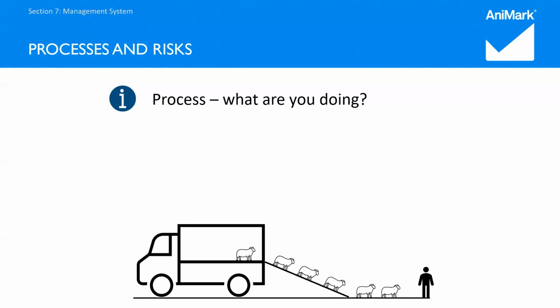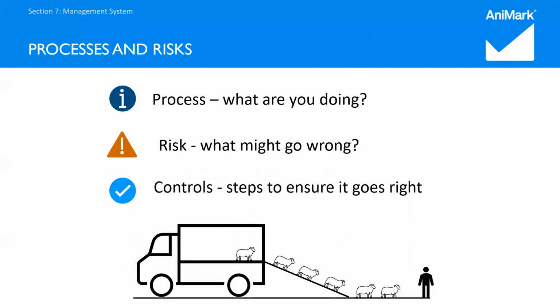So for each of these processes or activities that you perform, you should have instructions written down and available to the people who need to follow the instructions. So in writing the steps down, you need to consider what absolutely must be done each and every time to ensure animal welfare or traceability is achieved. This is called identifying and controlling risks.